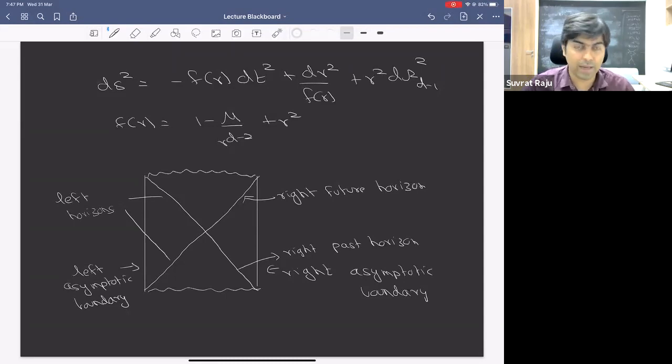And as I said sometime earlier, the fact that there are two asymptotic regions will create some additional subtleties that we will deal with when we come to them. But it is believed that this kind of black hole is dual to what's called a thermofield double state on the boundary. And the thermofield double state means the following.